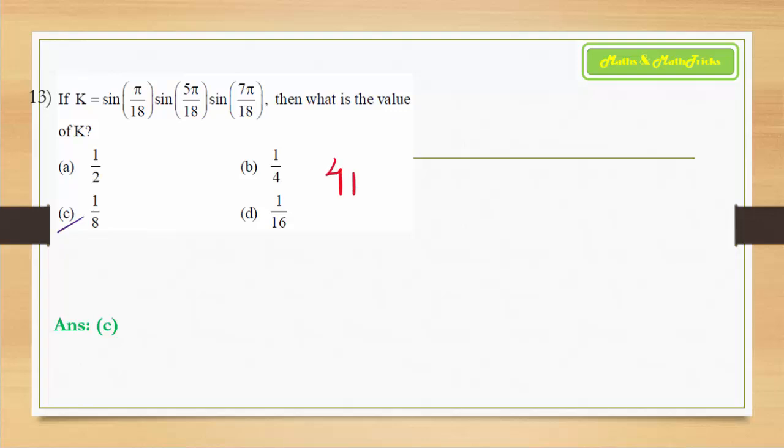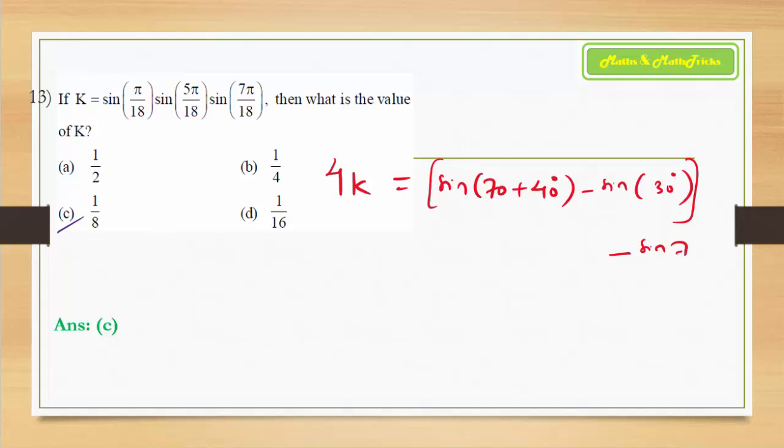So we have obtained so far 4K is equal to the first term becoming sine of A plus B, that is 70 plus 40, then minus sine of A minus B, sine 30. Then we have got minus sine 70 degrees left. So what do you get? You will get 4K is equal to bracket sine 110 degrees minus half, okay, plus half. Sorry, I told you what I'm doing.